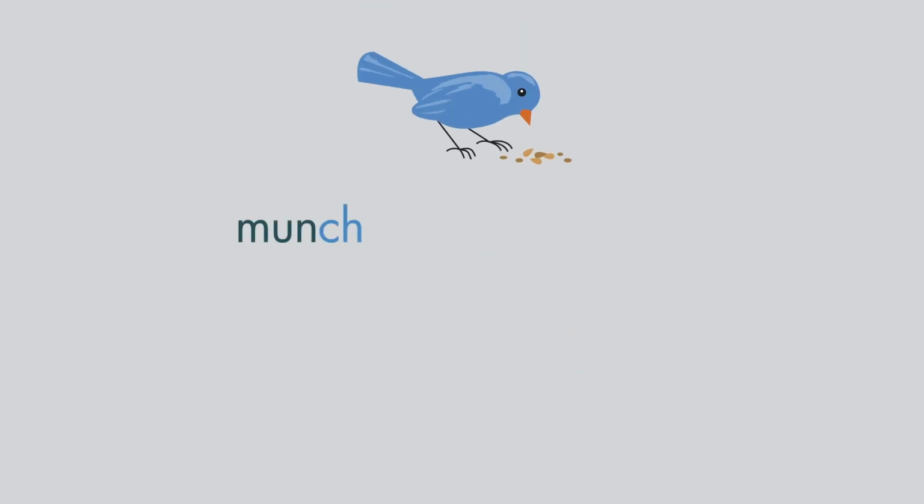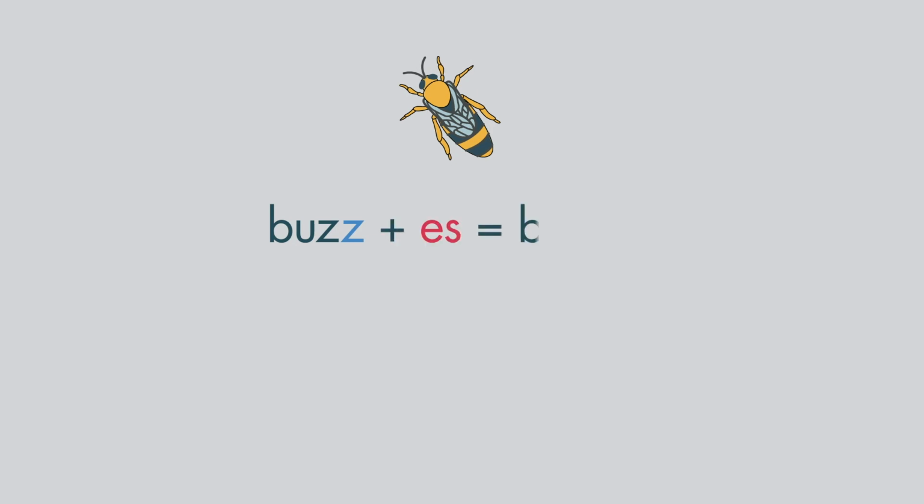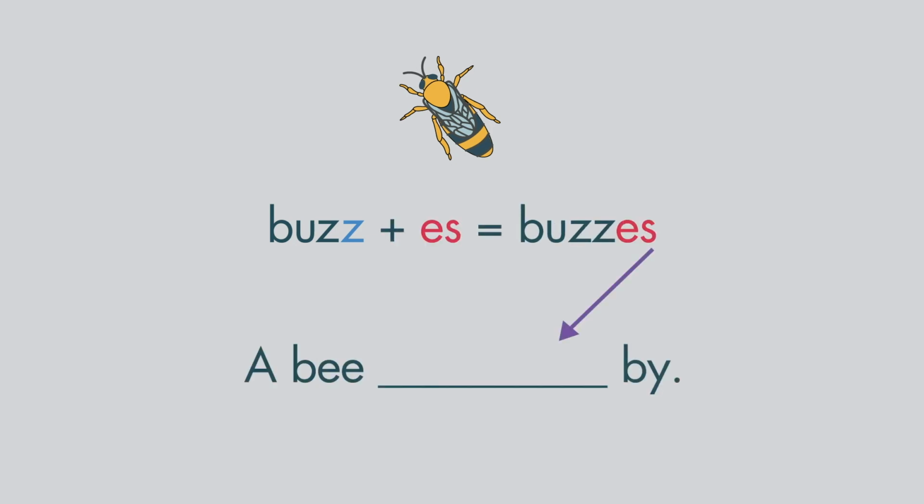Munch ends with ch. Add es. A bird munches seeds. Buzz ends with z. Again, add es to make the subject and verb agree. A bee buzzes by.